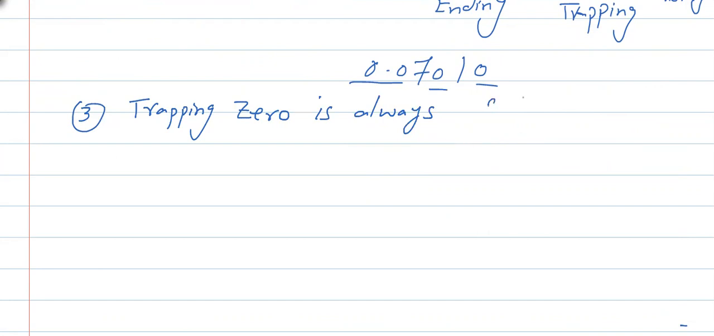For example, in this case, I can say significant, significant, significant. So there are three significant figures. In this case, clearly significant.